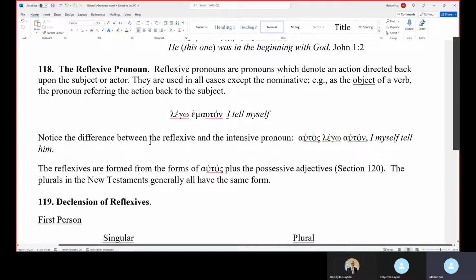Right? There's a difference between a reflexive and an intensive pronoun. Right here, I tell myself, that's reflexive. Autos, legō, autō. I myself tell him. I tell him, say, I myself. And so autos and legō both have the same subject. Okay. The ending is really a pronoun, and then this is another pronoun, and so it's emphatic or intensive. It intensifies it. I myself tell him.